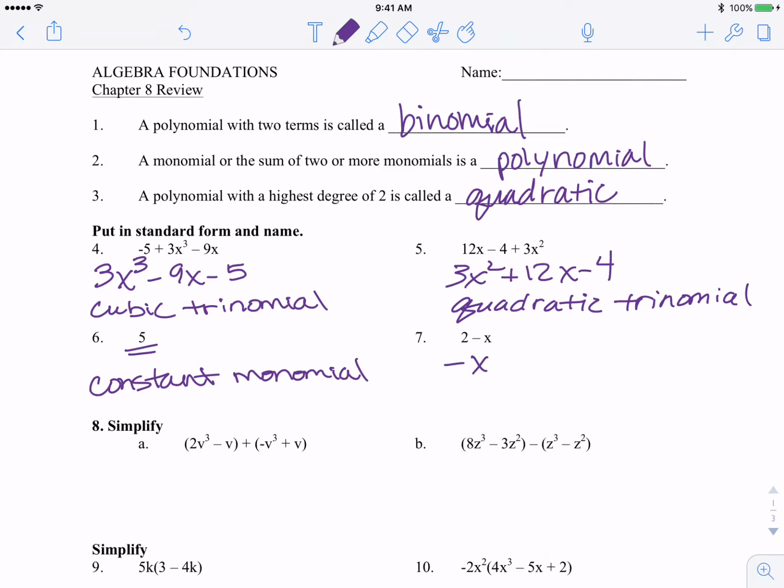Number 7 in standard form is negative x plus 2. This is a linear binomial. It's linear because its highest exponent is a 1. If I would graph that function, it would create a line on a graph. And it's a binomial because it has 2 terms.